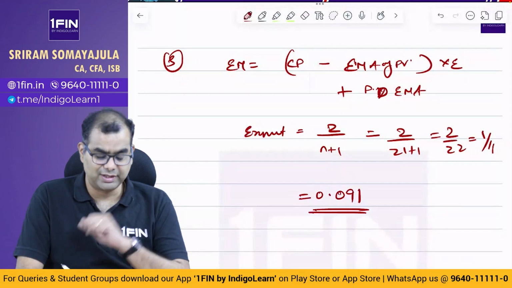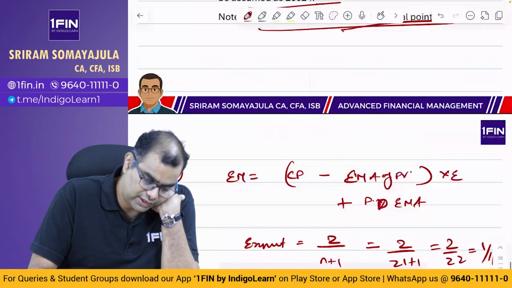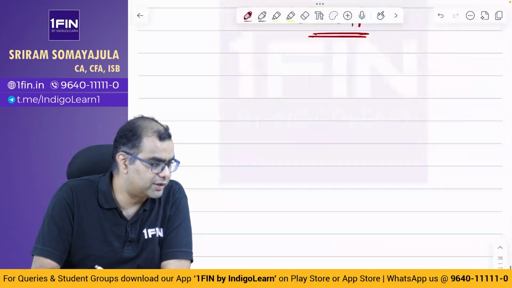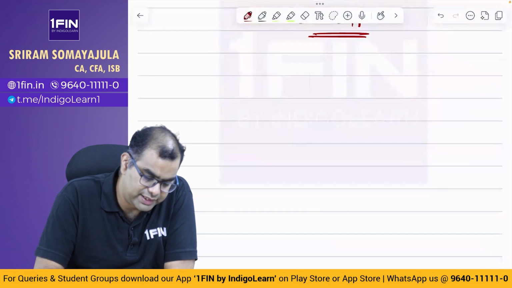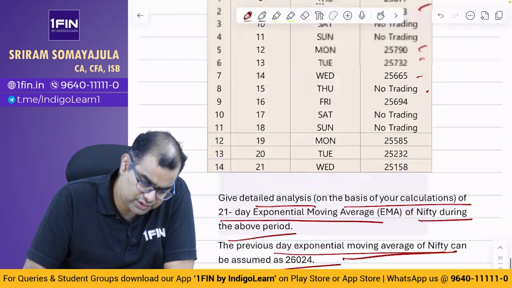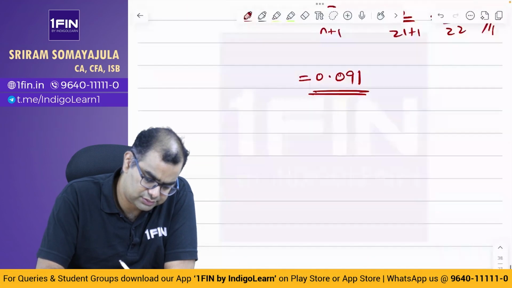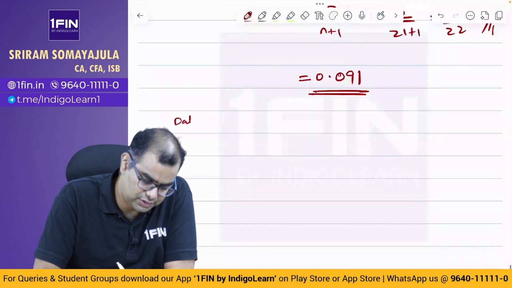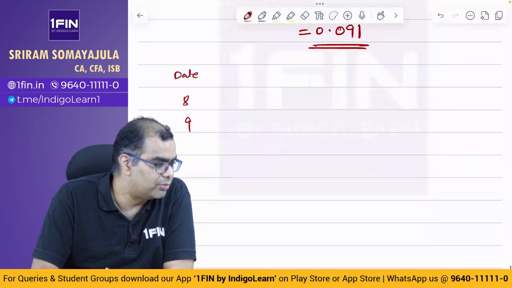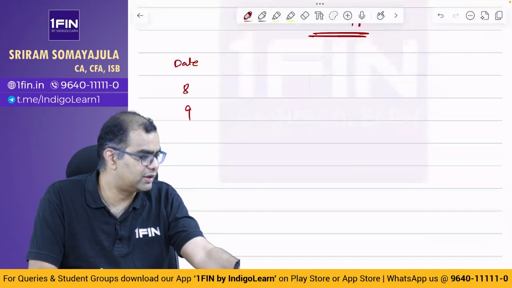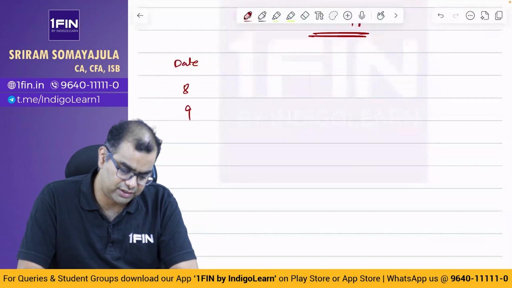Okay, this is the exponent. Now for every day you have to compute. So I will keep my thing open here. The first date is the 8th, right? Date is 8th. Okay. 8, 9. Till how many? We have 21 days, right? No, but we don't have all days working.